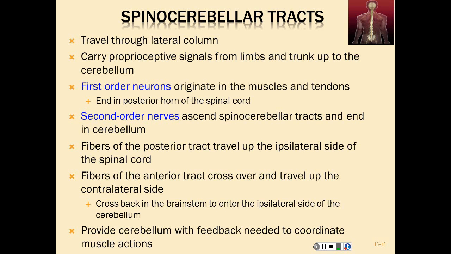So while the anterior tract decussates, crosses over and travels up the contralateral side, it then crosses back in the brainstem. So it's going to decussate again, but in the brainstem, to enter the ipsilateral side of the cerebellum. So it's going to decussate twice with our spinocerebellar tracts.